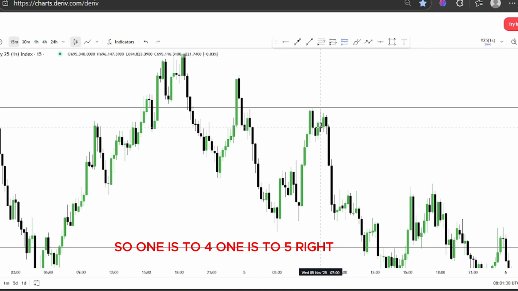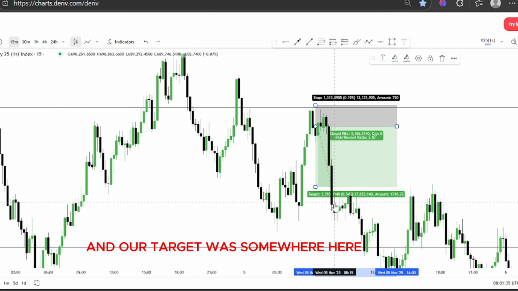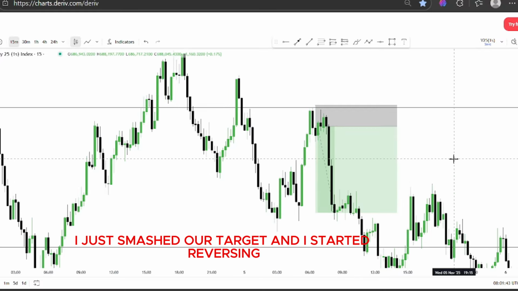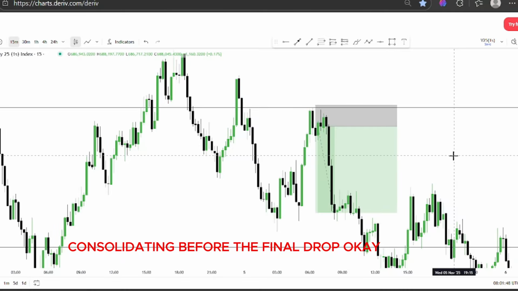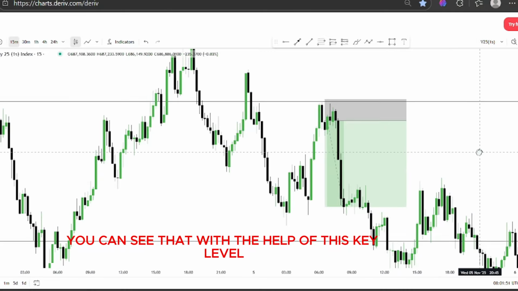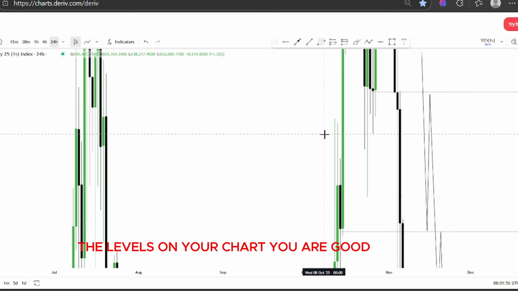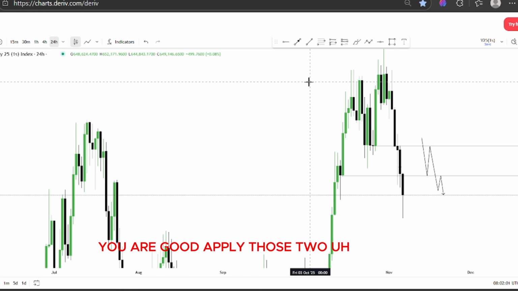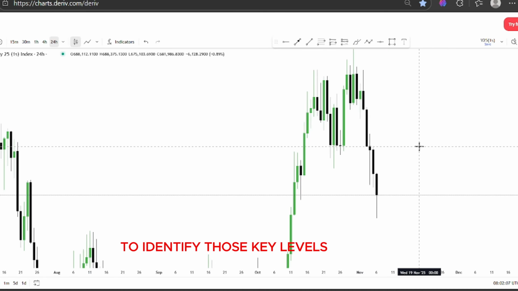Just 1:4, 1:5, right? Let me see. My SL was just above that level, and our target was somewhere here. Yeah, 1:4. Market just smashed our target and started reversing. Then it started consolidating before the final drop. You can see that with the help of this key level. So if you can identify key levels on your chart, you are good. Apply those two methods, and you see how easy it is to identify those key levels.